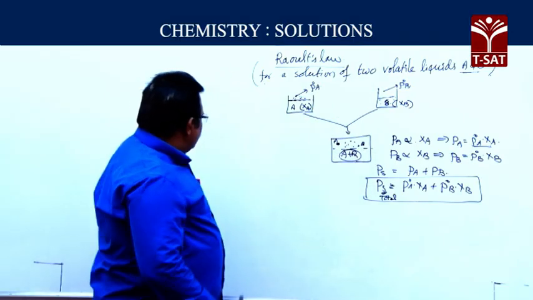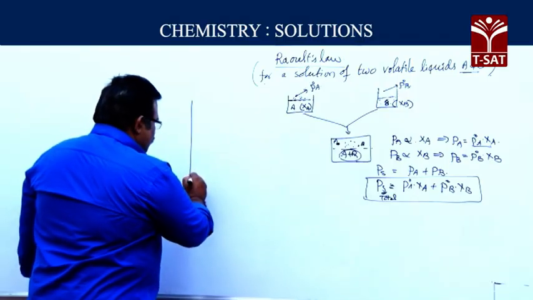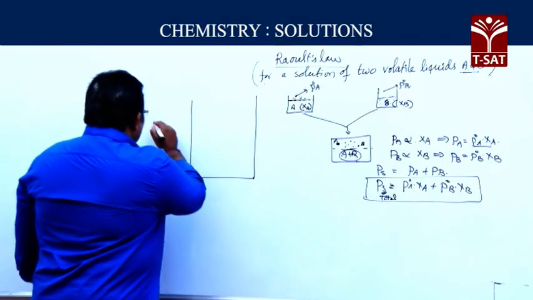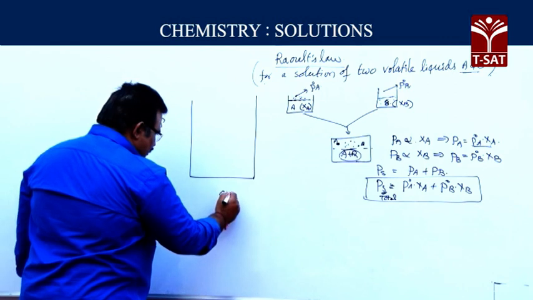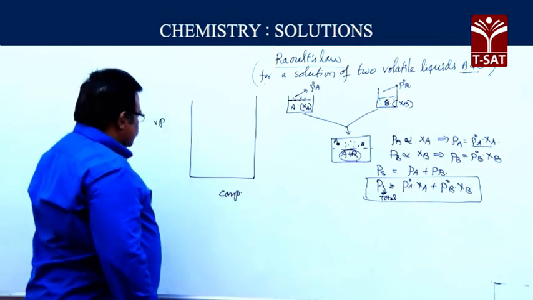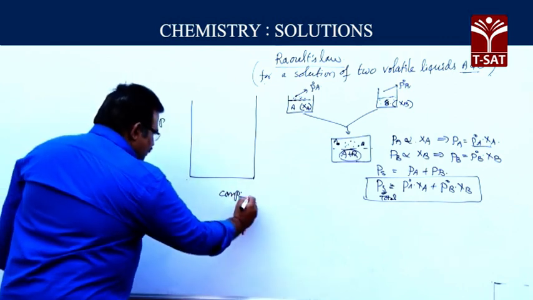If you try to draw a vapor pressure composition graph, composition is increasing like this.